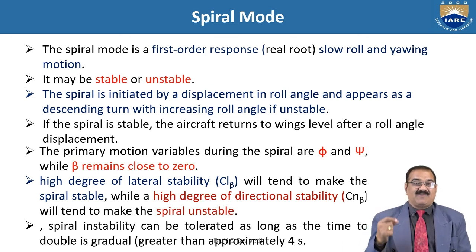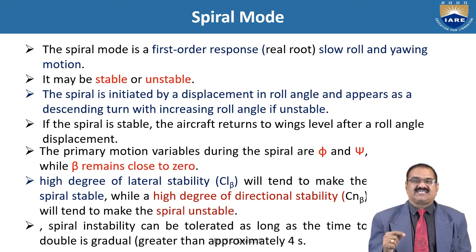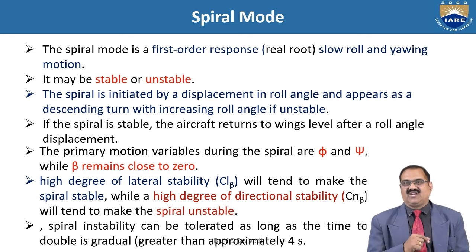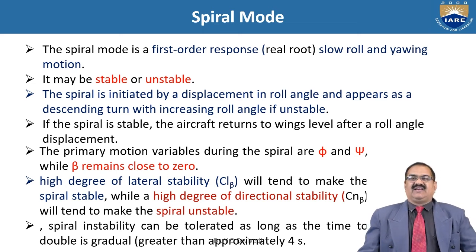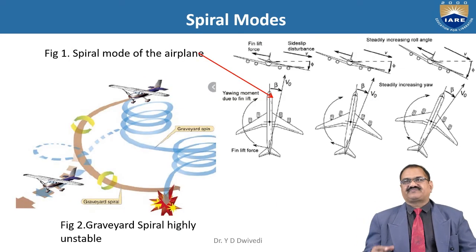Spiral instability can be tolerated as long as the aircraft's time to double the amplitude is greater than approximately 4 seconds. So, spiral instability can be tolerated as long as the time to double the amplitude of this oscillation is more than 4 seconds, then the aircraft will be stable.